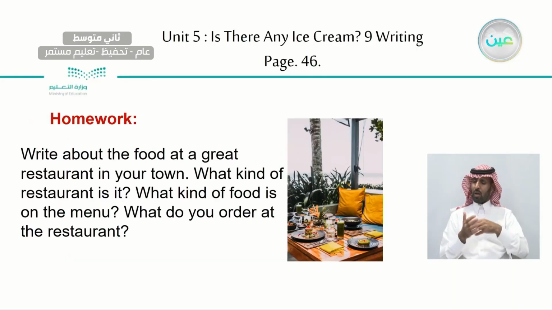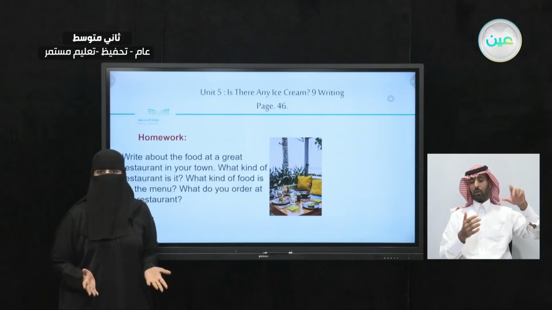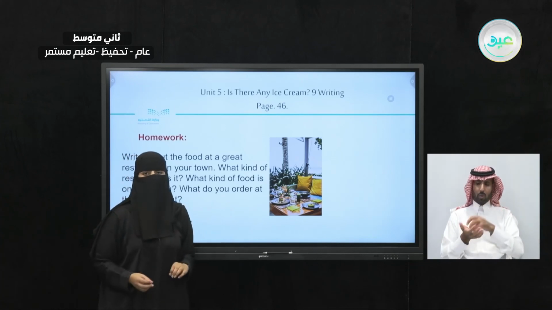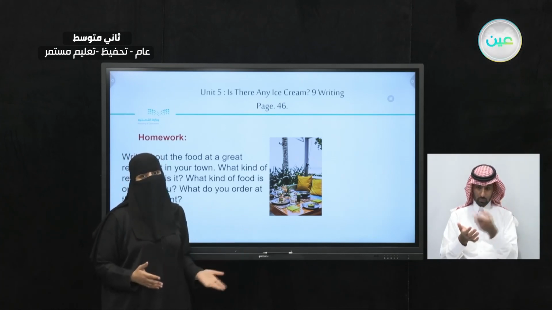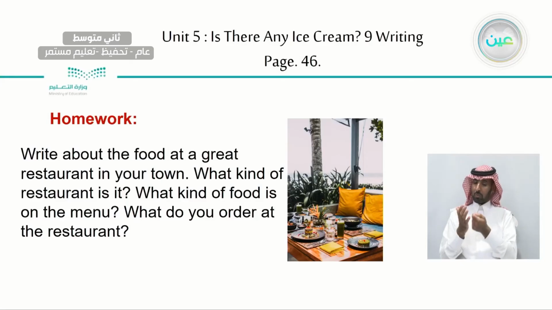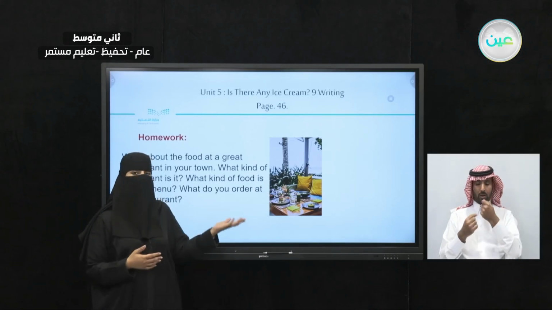Now, for your homework, what are you going to do? Look at this picture. What is this place? Looks like this is a restaurant, right? I want you to write about the food at a great restaurant in your town. What kind of restaurant it is, what kind of food is on the menu, and what do you order at the restaurant? You can choose any restaurant you like.